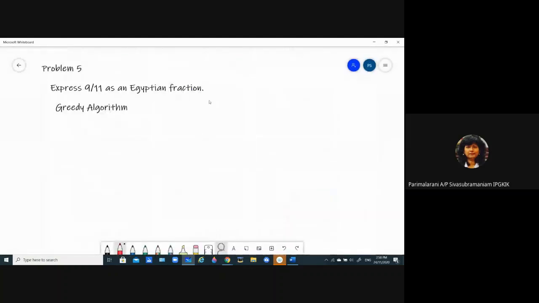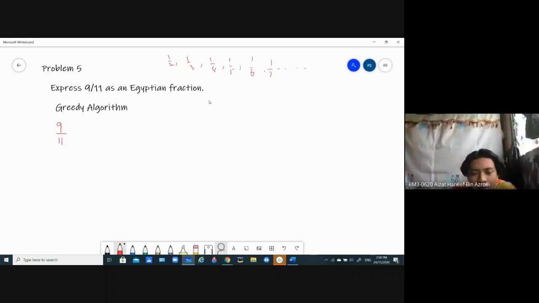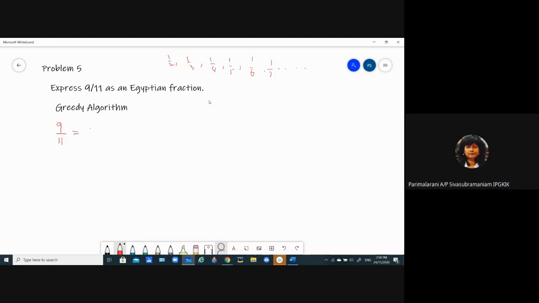We do another example. Express 9 over 11 as Egyptian fractions. So we are going to change it to unit fractions, like this. We start with 9 over 11. Ask yourself first, is 9 over 11 greater than half? Yes, so we start with half. Half plus what fraction? So how do we find that out? 9 over 11 minus 1 over 2. How much is this?